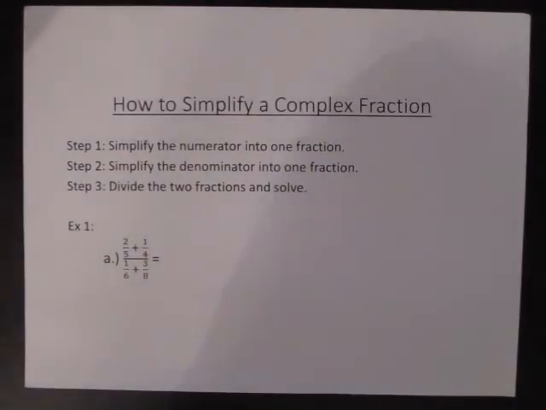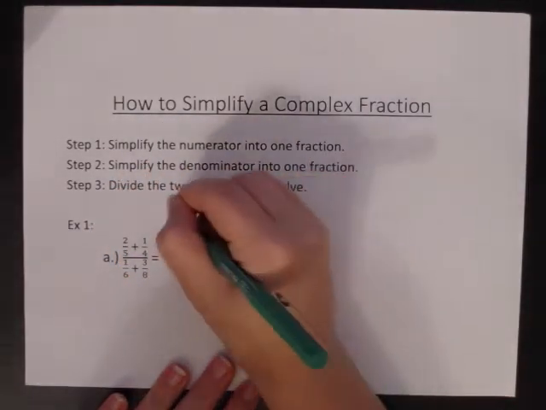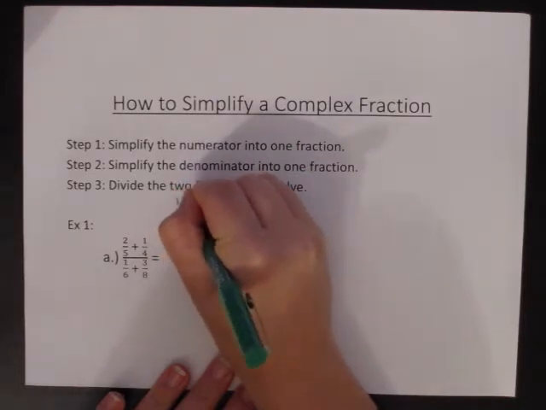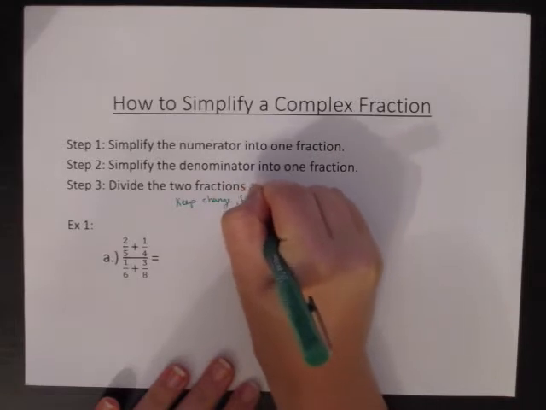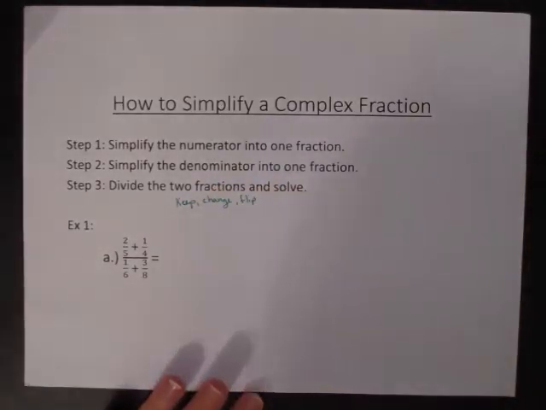Alright, so how to simplify a complex fraction. First thing you do is simplify the numerator into one fraction. The steps that you did for 7.4, you are going to do the exact same things for step number 1. Step number 2, you're going to simplify the denominator into one fraction. And then the last thing that you do is divide the two fractions and solve. So remember, when you divide two fractions, you keep, change, flip. And then you solve it.